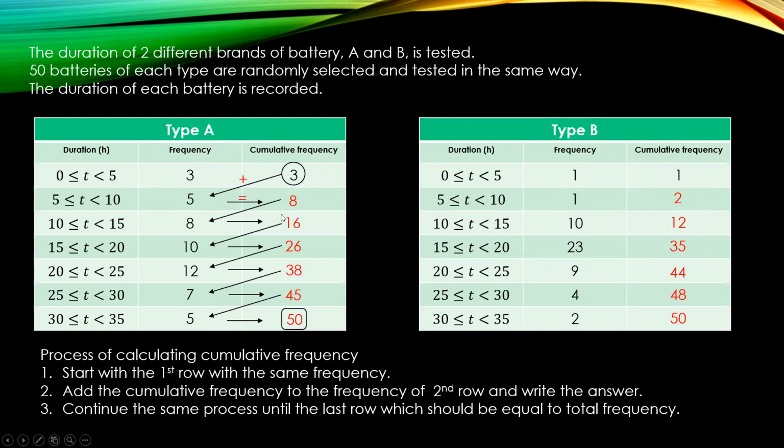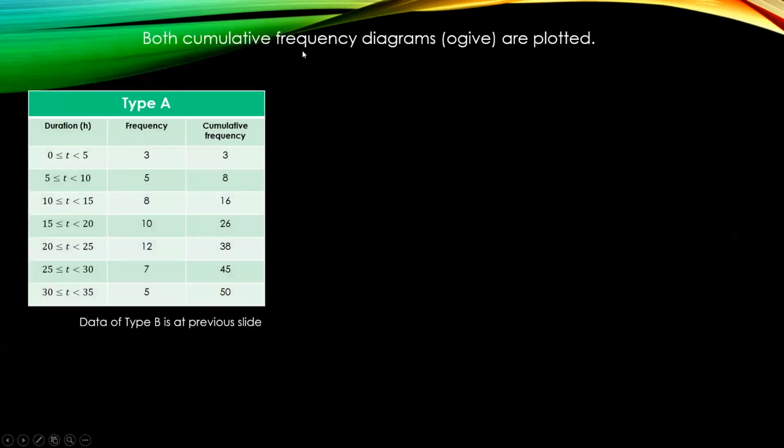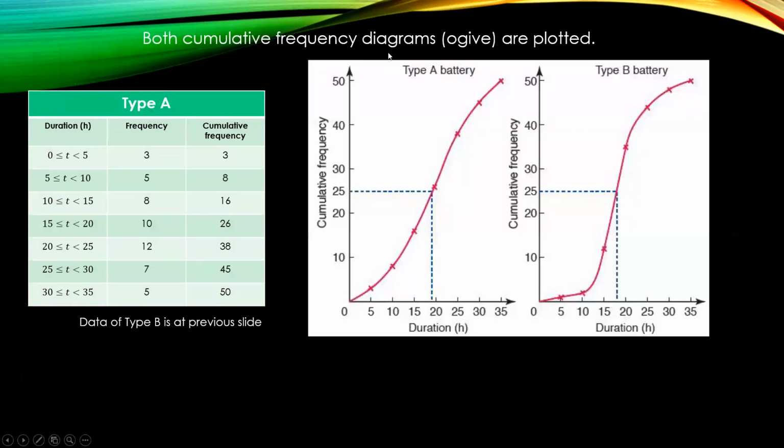After that, when we have this table, we can convert it into a cumulative frequency diagram, which we can also call an ogive. I'm using type A to show you an example. In fact, you need to compare both, including type B, but I don't have space to put the table here, so you can look at type B on the previous slide.